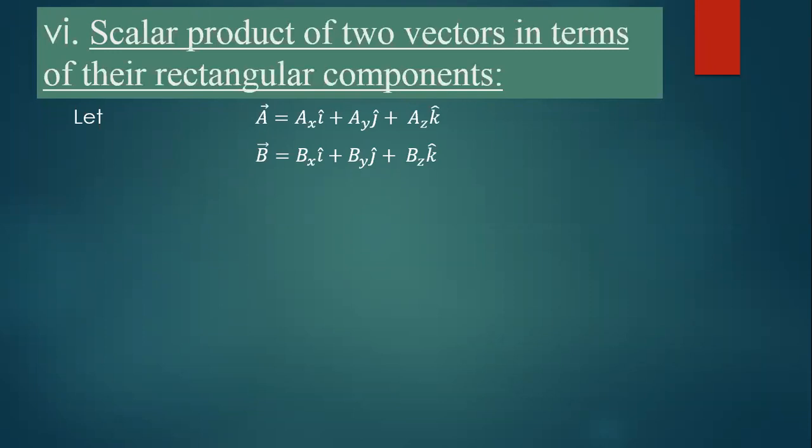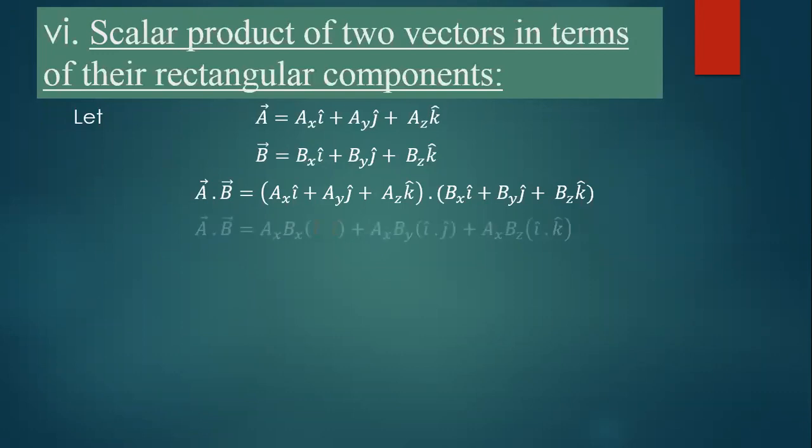Then their scalar product A dot B can be written as the components of vector A dot the components of vector B. To multiply them, you have to operate such that if there is an x component of vector A, then multiply this component with all components of vector B. Here AX into BX, the x component of vector A and the x component of vector B, and their unit vectors can be written as I dot I, plus AX into BY, the x component of vector A and the y component of vector B, and the dot product of their unit vectors I dot J. Similarly, AX BZ into I dot K.